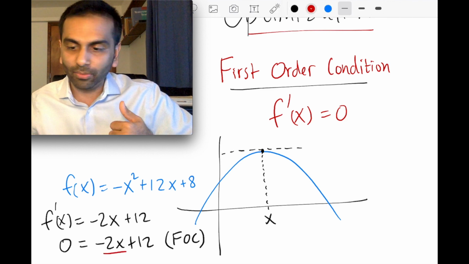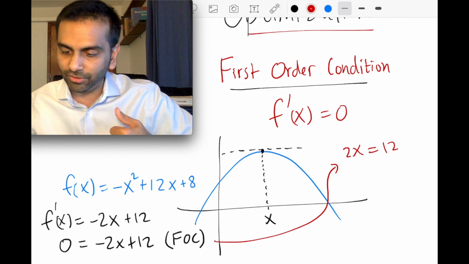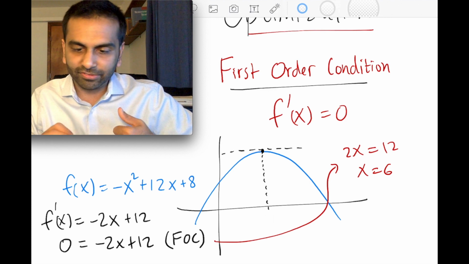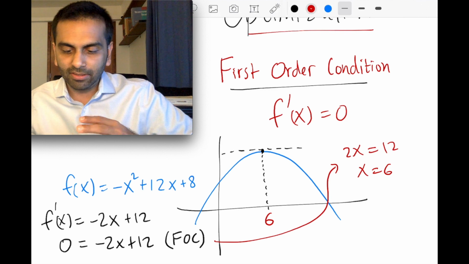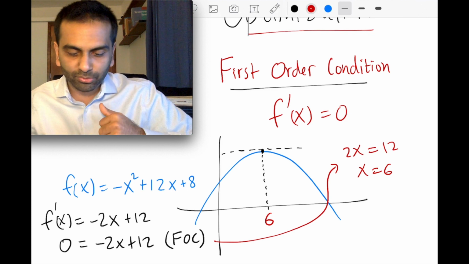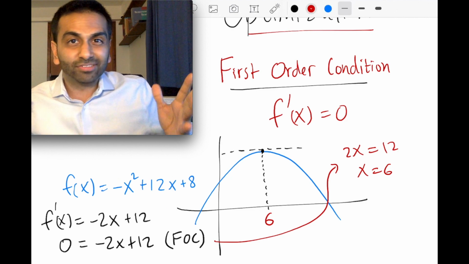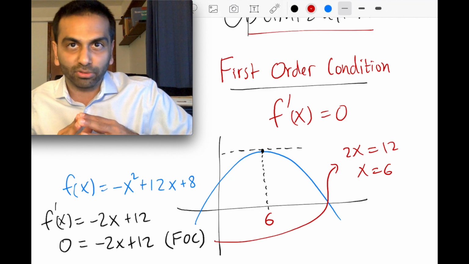We could just add 2x to both sides, and that would give us 2x equals 12, and then we divide both sides by 2 to get x equals 6. So here, this coordinate point is x equals 6. That gives us the x-coordinate, and of course we could plug it back in to help with the y-coordinate, right? So cool, simple enough. Take the derivative, set it to 0, and find the x-coordinate, and that's your first order condition.